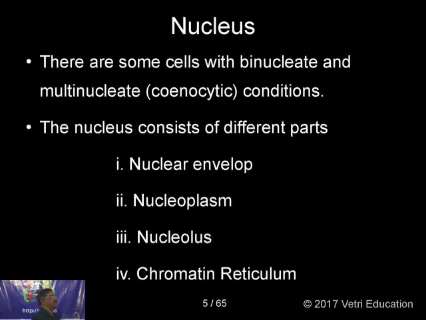There are some cells with binucleate condition, and very rarely you can find multinucleate condition, that is coenocytic condition, in fungi like Rhizopus and some other cells. The nucleus consists of different parts. The first is the nuclear envelope, then nucleoplasm, nucleolus, and chromatin reticulum. Now let us see one by one. Nuclear envelope.